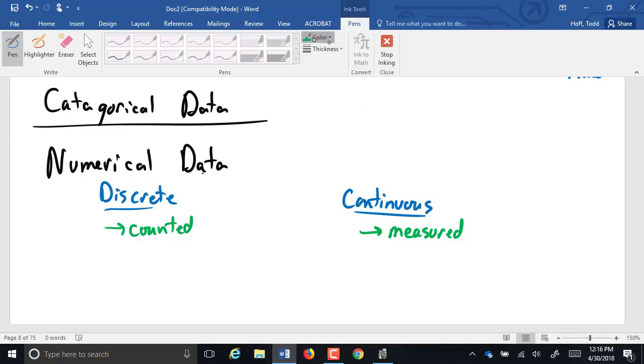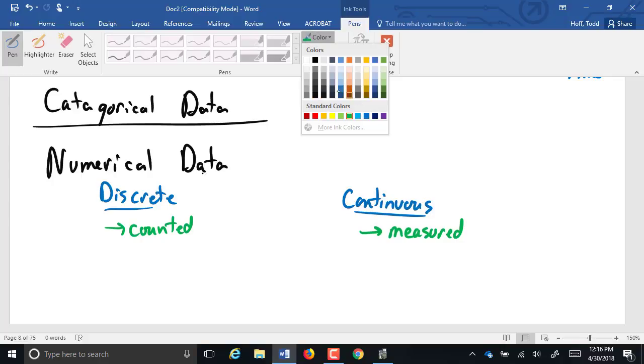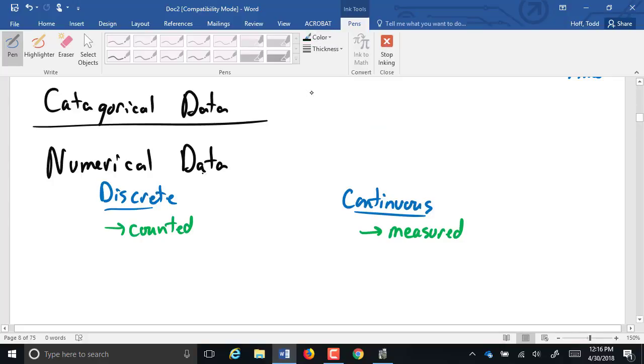The technical definition of continuous is no matter how close two numbers are, you can find a number in between them. Discrete, there are numbers that are not the same without things in between them.